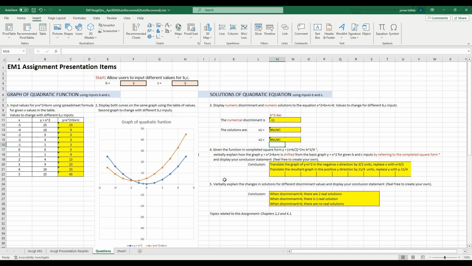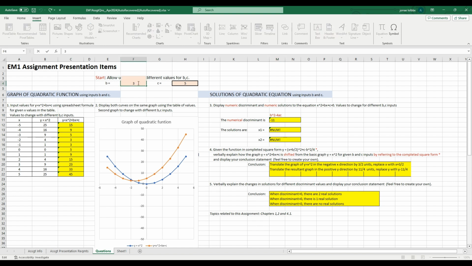And lastly, for question 5, I would have to explain how the discriminant value affects the number of real solutions. When the discriminant value is more than 0, there are 2 real solutions, but when the discriminant value equals 0, there is only 1 real solution. However, when the discriminant value is less than 0, there are no real solutions, just like this case here in question 3, when the discriminant is negative, hence no solutions.